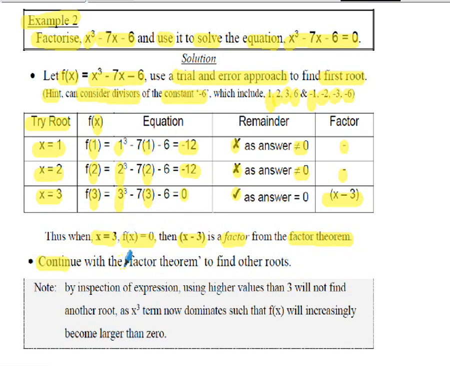We can continue with the factor theorem to find the remaining two roots and so the remaining two factors. Just note, by inspection of the expression above, if we continue to use higher values than 3, we will not find another root as the x cubed term now dominates the expression for function of x and so will increasingly become larger than 0. So we need to try negative values of x, and that's what we will do on the next slide.